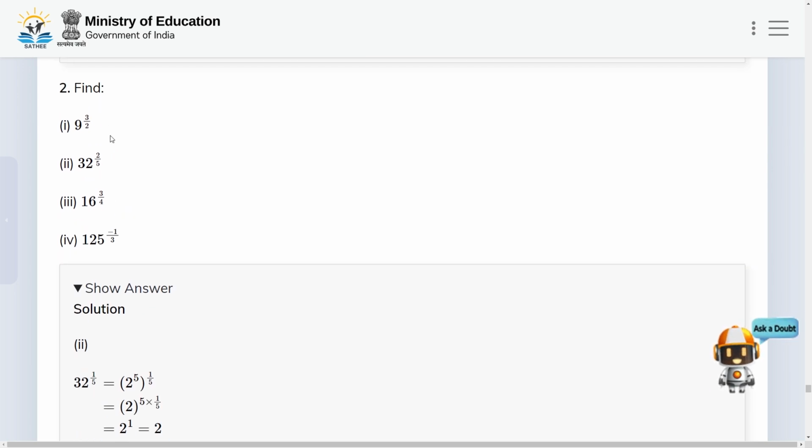So 9 to the power 3 by 2 can be written as (3 to the power 2) whole to the power 3 by 2. That is equal to 3 to the power 2 into 3 by 2, that is equal to 3 to the power 3, and this is equal to 27.